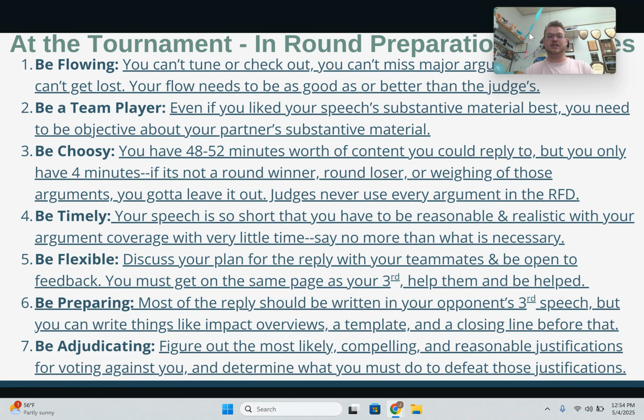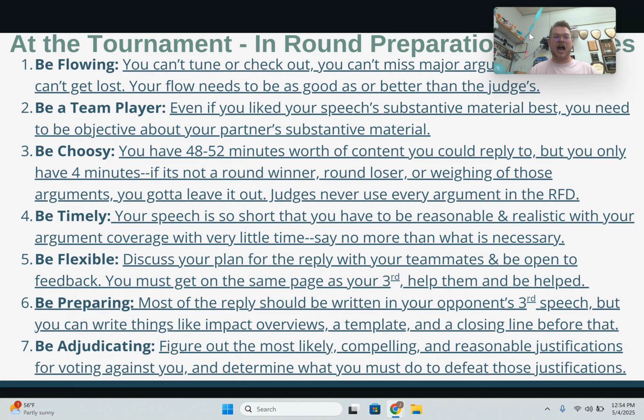You have 48 to 52 minutes worth of content that you could reply to, but you only get 4 minutes. If it's not a round winner, a round loser for you, or weighing those arguments against each other, you got to leave it out. And think about it this way. Judges never use or cite out loud every argument in the reason for decision. They might be thinking about every argument, but eventually they sort out the ones that didn't matter, and they only talk about or write about the stuff that really did matter. Your reply can do that for them.